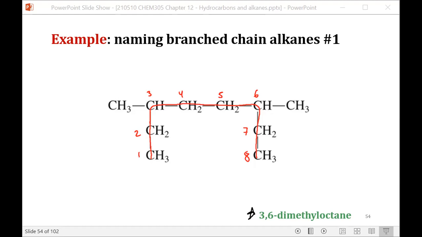So let's check it out with 8 and see how we arrived at this other answer. So if we have a carbon chain with 8, then we circle our substituent groups. We have one here and one here. They're both methyl.